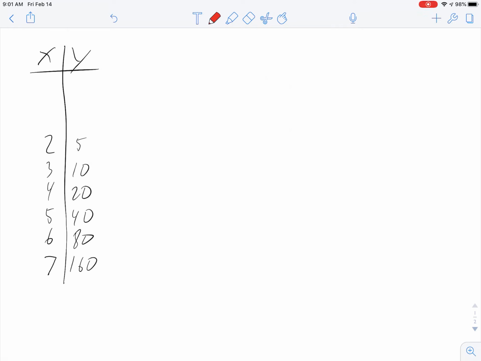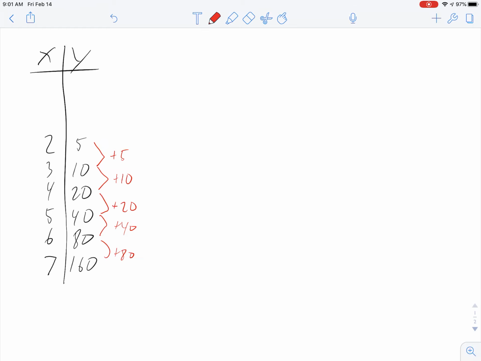We're looking at this table here and trying to determine what kind of function it is and learn more about it. With earlier functions, like linear and quadratic, you could sometimes see patterns by looking at how the y values change as the x values go up by 1. In this one, for example, you might see that from 5 to 10, it's increasing by 5. And then it's increasing by 10, and then by 20, and then by 40, and then by 80.